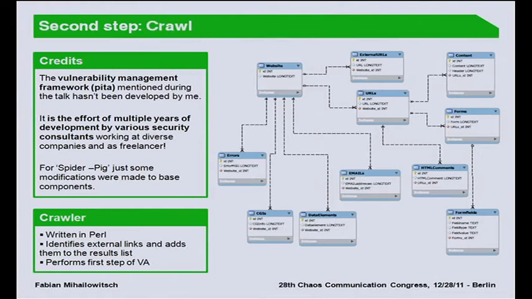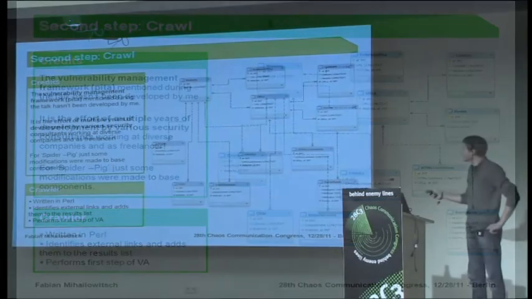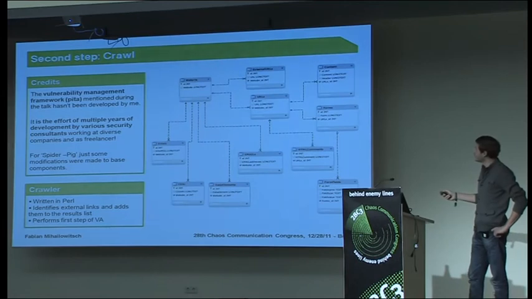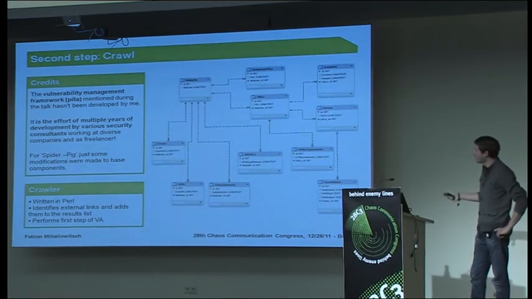But basically, the crawler is written in Perl, goes through the site in order to perform the first part of the VA and external links, and it uses that database structure. You can see for each website, it gathers the external URLs. For each internal URL, it gets the content. It gets the forms on that page, which are interesting for the actual attacks later on. It gets the form fields assigned to the forms. It gets HTML comments. It gets email addresses and all that kind of stuff.